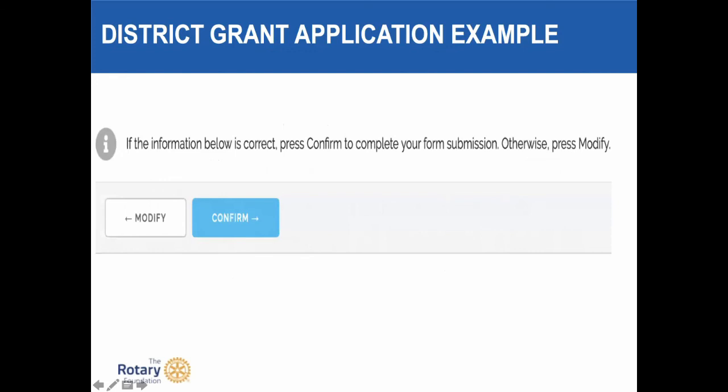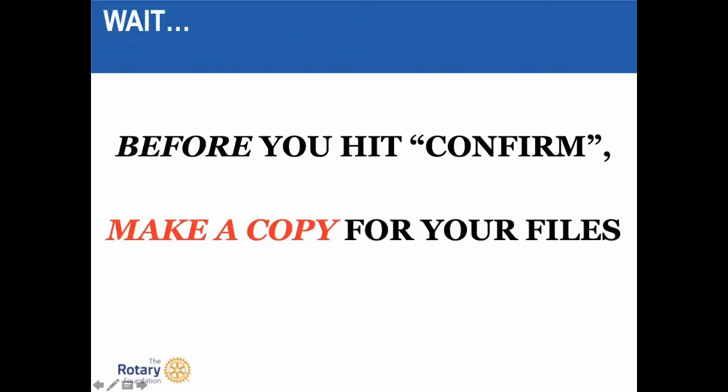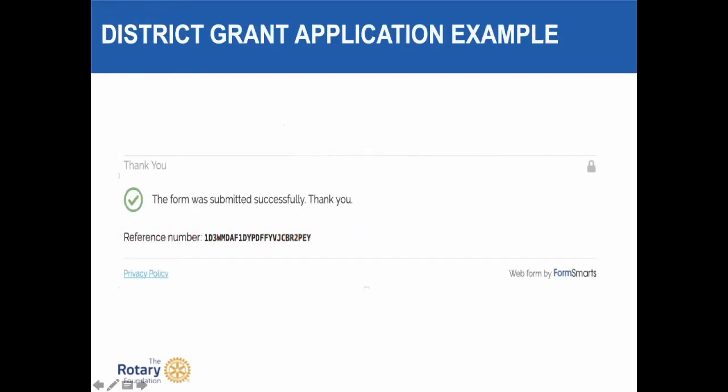Before you click on Confirm, make a copy for your files. So when you've made all your modifications and changes and you're ready to click on Confirm, print a copy first, because when you click on Confirm, you will receive an email that says your form was successfully submitted and you'll receive a reference number for your application. I, on the other hand, do receive the completed district grant application. So if for some reason you forgot to print a copy, then you can just email me or call me and I'll send you a copy.